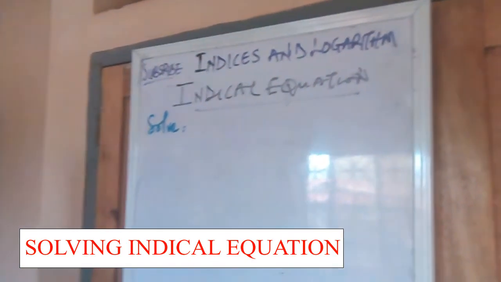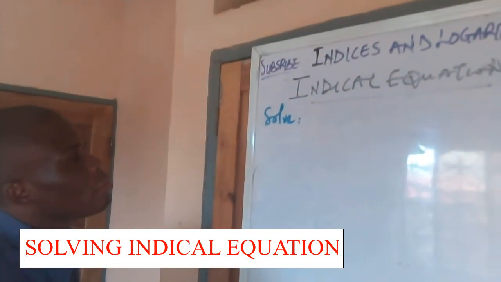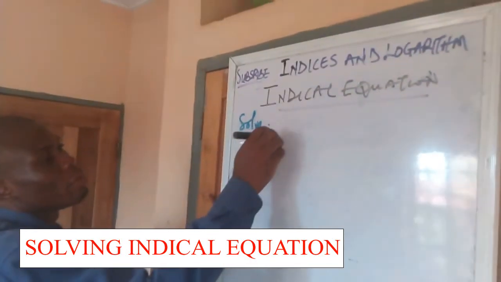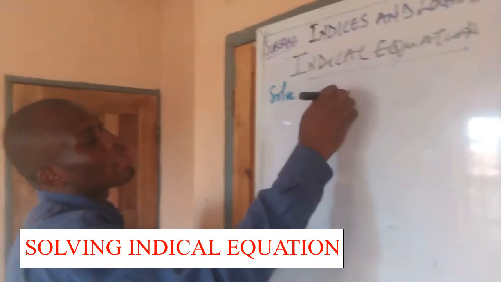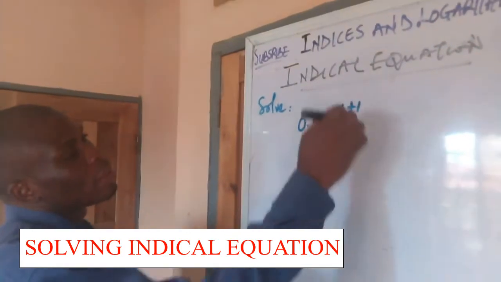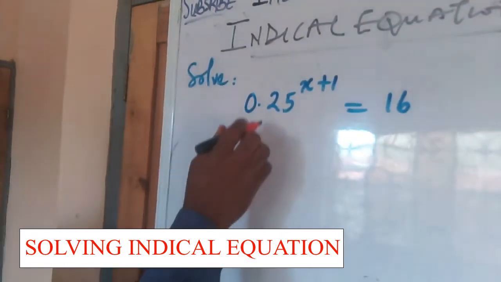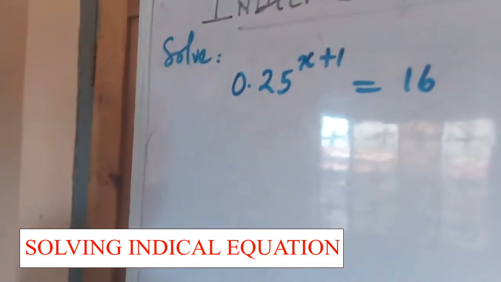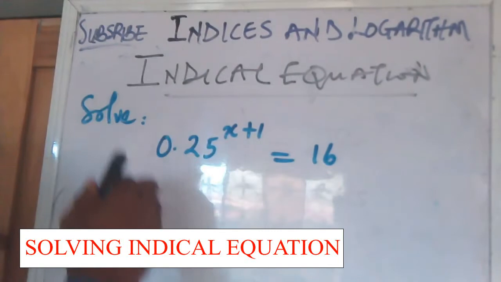Okay, so we are still on solving indicial equations. Let's take some examples and solve this. You have 0.25 raised to power x plus 1 is equal to 16. So this is the base. The base is 0.25. And when the base is a decimal, you have to convert the base to a fraction.